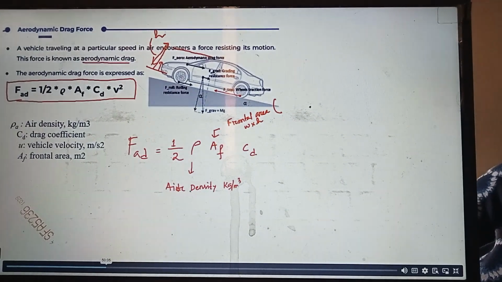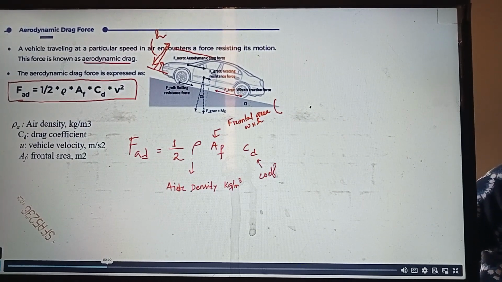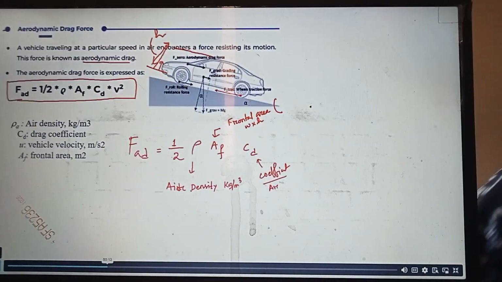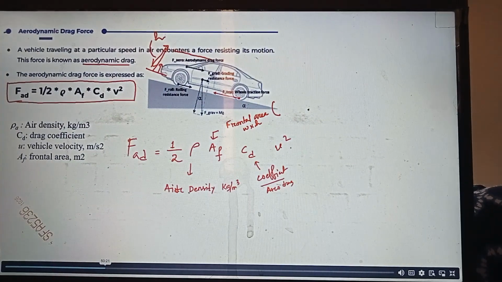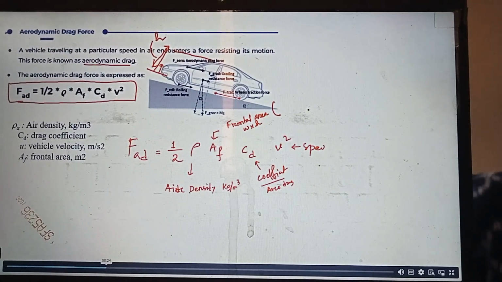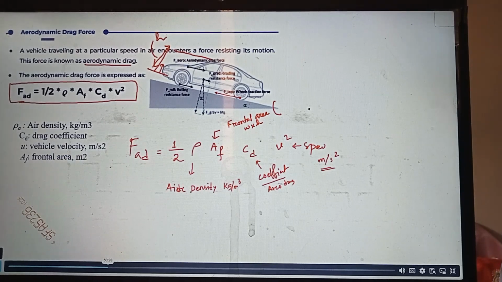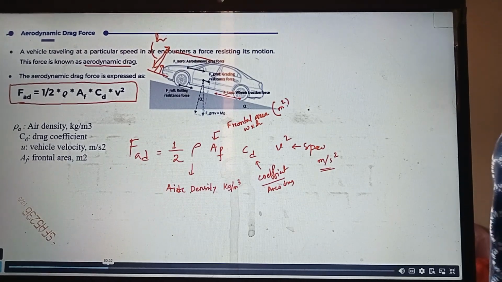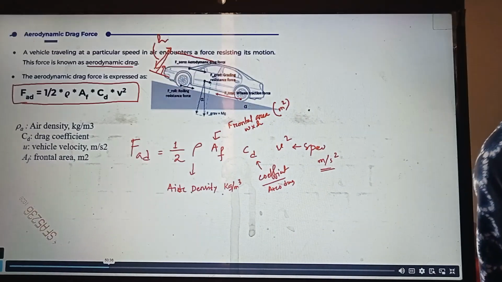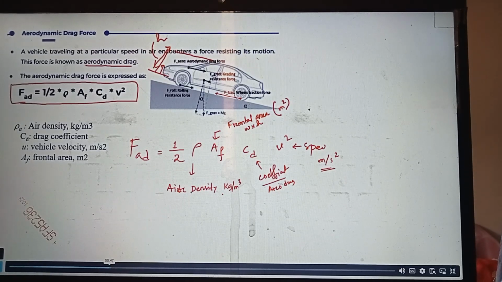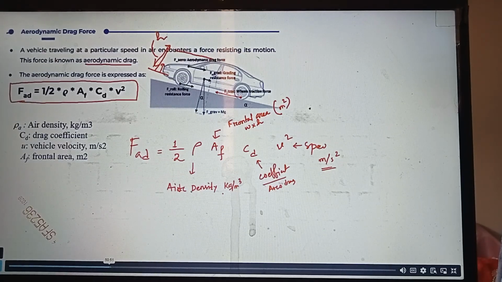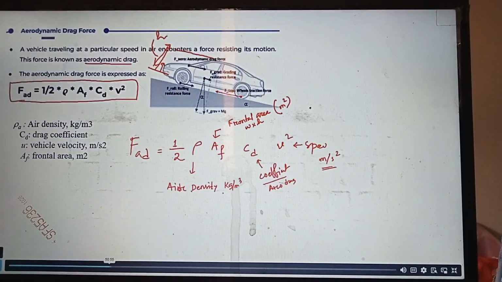Then comes CD. CD is the coefficient for aero drag. And then comes V square. V square is basically the speed of the vehicle in meter per second square. Frontal area unit is meter square. So again, take a note. Let me repeat: aerodynamic drag is given by 0.5 rho, where rho is air density, into frontal area of the vehicle, then CD, the aerodynamic drag coefficient, which is a unitless number like we had mu, and then V square, the vehicle speed square in meter per second square.